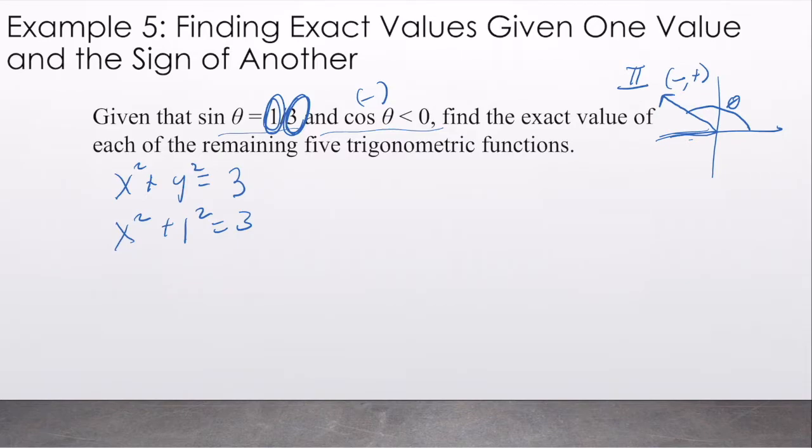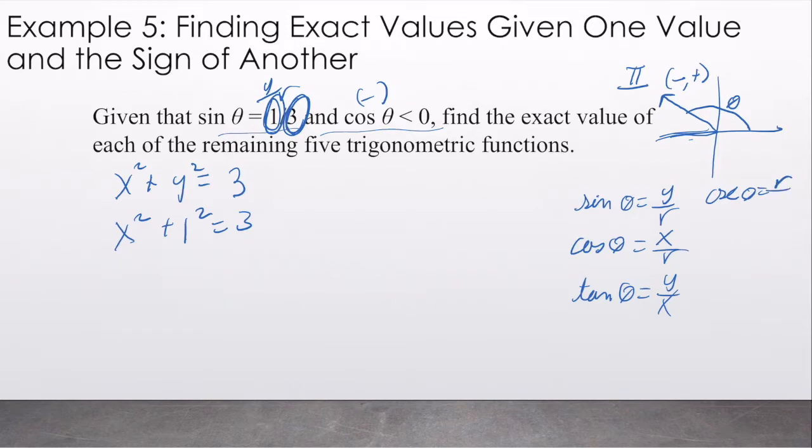Says I have y over radius. Remember that sine of theta, if we don't know the radius of our circle, is y over radius. Cosine of theta is x over radius. Tangent of theta is y over x, it doesn't change. Cosecant of theta is r over y. Secant of theta is r over x, and cotangent doesn't change. So that's why sine of theta, which is y over r, would be y is 1 and r is 3.